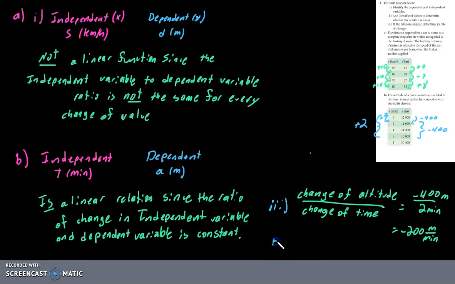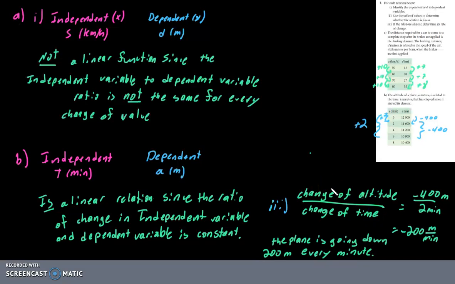I'm just going to write that in to explain that one. The plane is going down 200 meters every minute. And that just kind of explains what the rate of change means there.